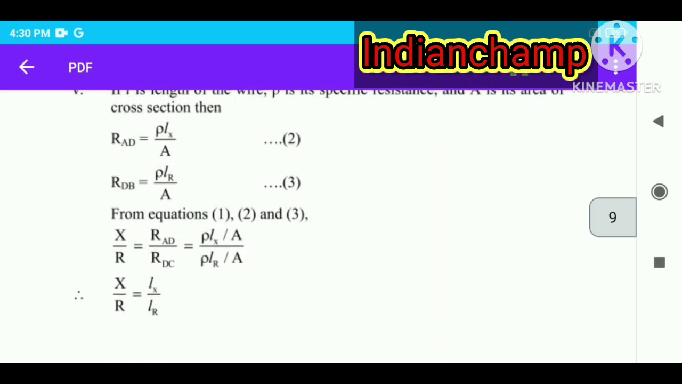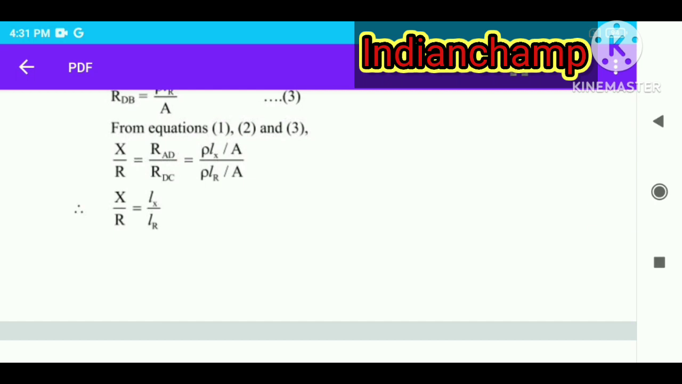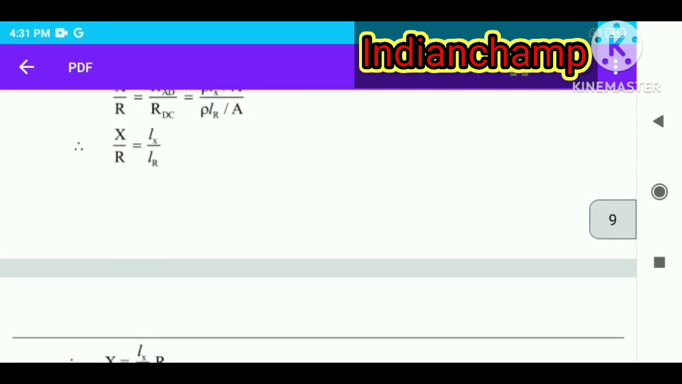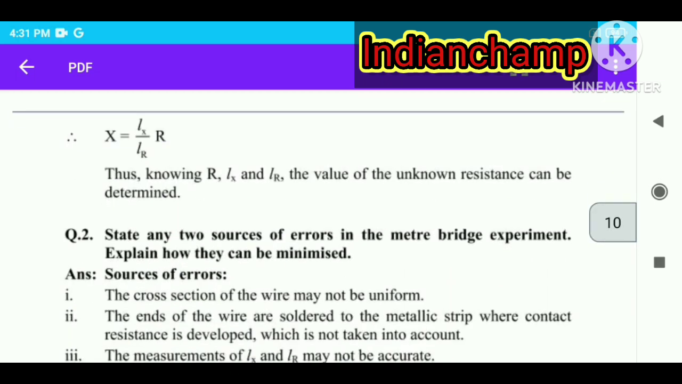From equations 1, 2 and 3, X divided by R is equal to RAD divided by RDB, which is equal to rho LX divided by A, divided by rho LR divided by A. Therefore, X divided by R is equal to LX divided by LR. Therefore, X is equal to LX divided by LR into R. Thus, knowing R, LX and LR, the value of the unknown resistance can be determined.